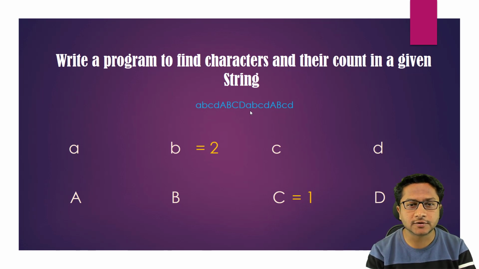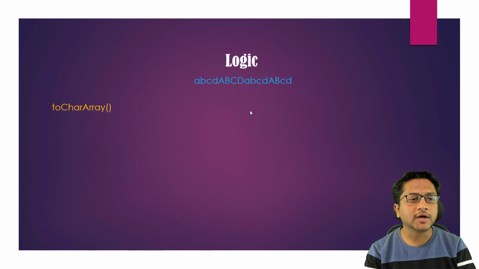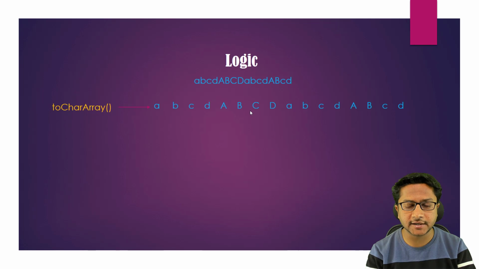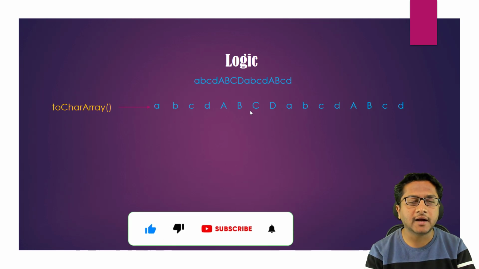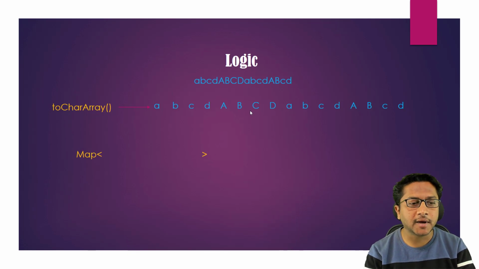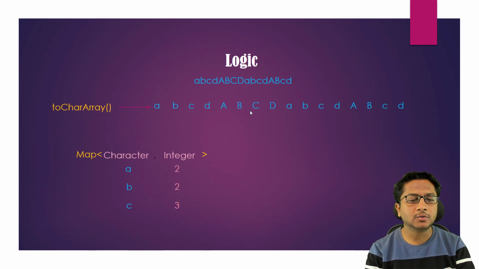Now let's see the logic for this. First we will use the toCharArray method of the String class, and it will give us all these characters from the string, and we will store all these characters in a character array. Then we will traverse elements from the character array and store them in a map. The key of the map is the character. For example, we'll store all characters like A, B, C, D as keys, and the value will be the number of occurrences. It is of type integer, and the occurrences of A, B, C, D are 2, 2, 3.